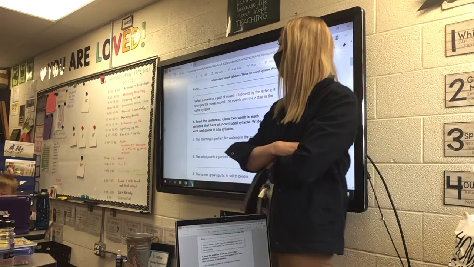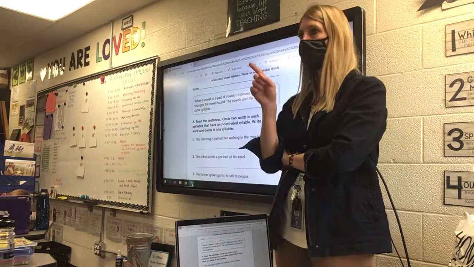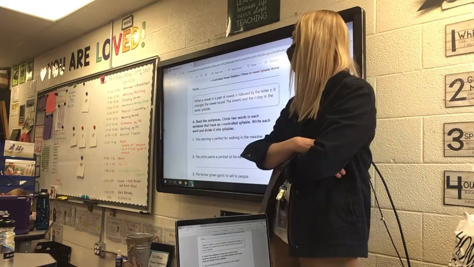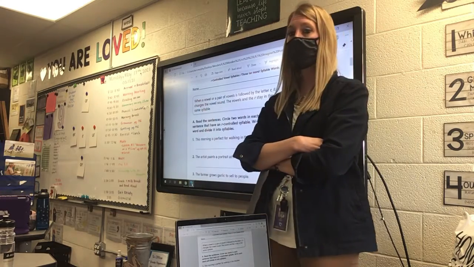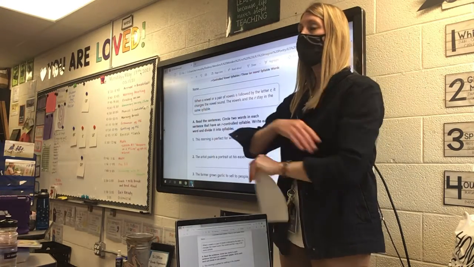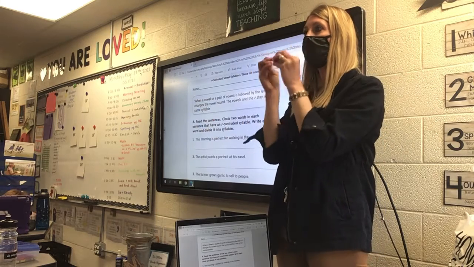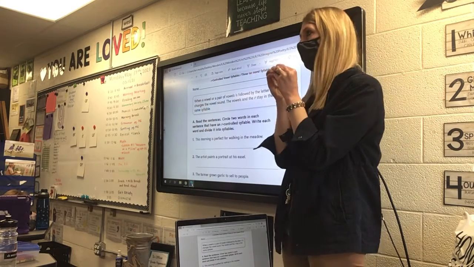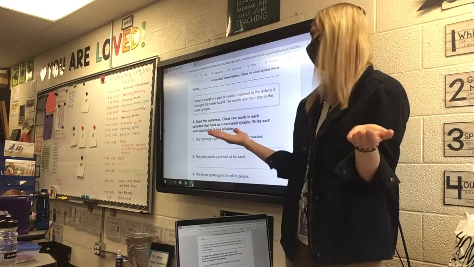Okay, at the top, put your name, please. And it says, when a vowel or a pair of vowels is followed by the letter R, so just one R, it changes the vowel sound. The vowel and the R stay in the same syllable. So when you clap syllables, the vowel and the R have to be together. That's just the rule. Because if you break them apart, then they're making two different sounds.